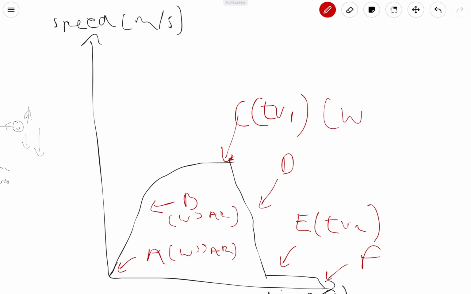At C, weight equals air resistance. At D, air resistance is greater than weight, hence the deceleration. And at E, when there's terminal velocity, weight equals air resistance, and then you hit the ground. And there is no air resistance, but anyway, you're at the ground, so don't worry about that.